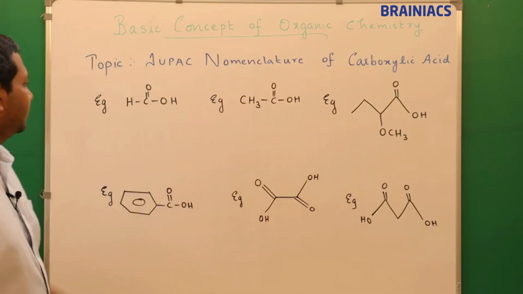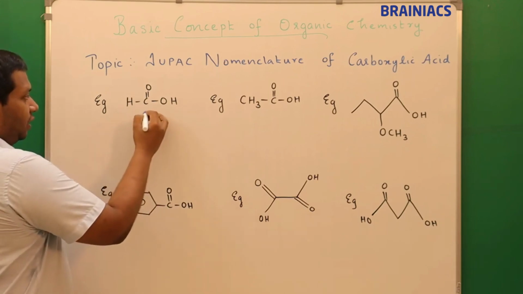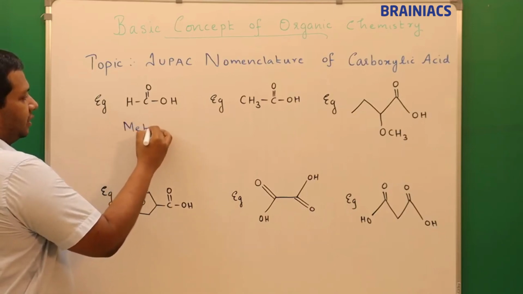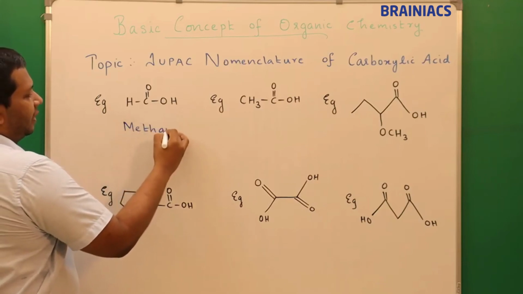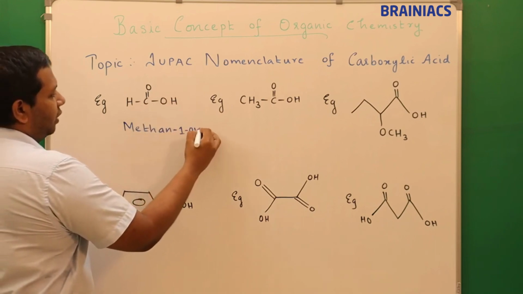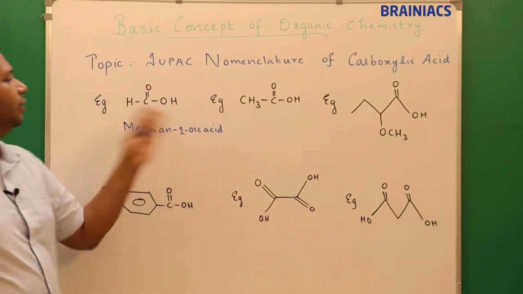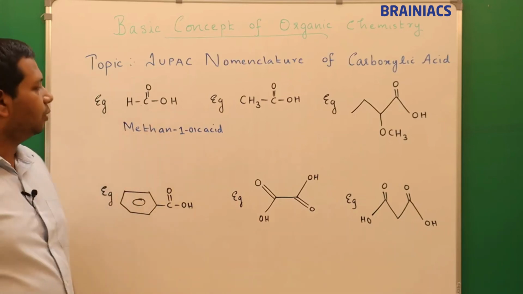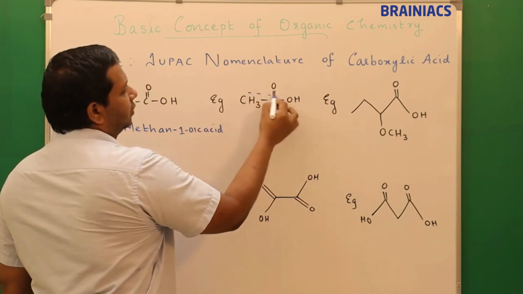Here, the first acid, you can see there is only a COOH group and one H. There is only one carbon atom, so we use the term what? Meth. Correct? All are connected through single bonds in the parent chain, so we use methane. Then there is only one position where the oic acid is, so methane 1 oic acid. Understood? We can even say methanoic acid, that is also correct, or you can say methane 1 oic acid, both are correct.